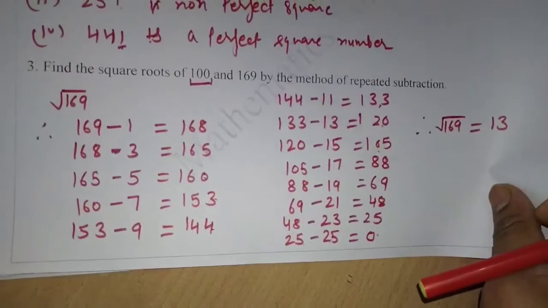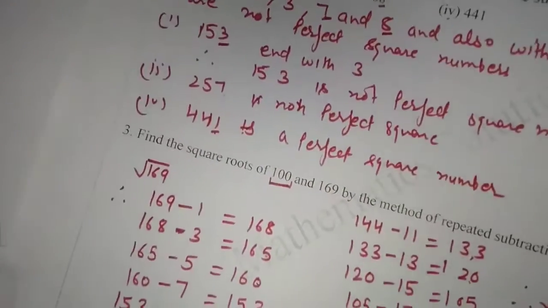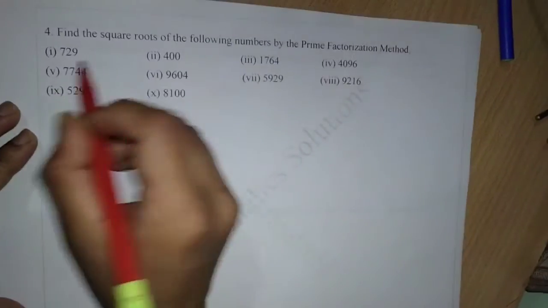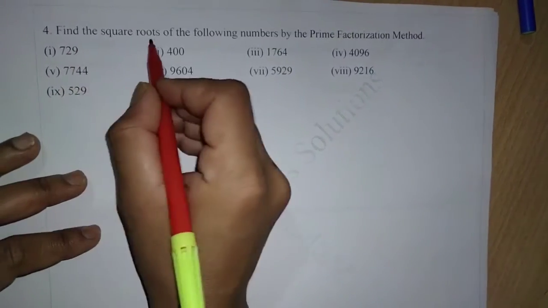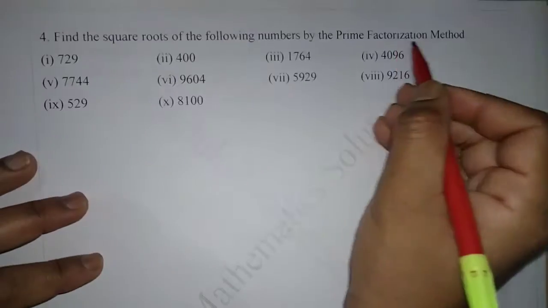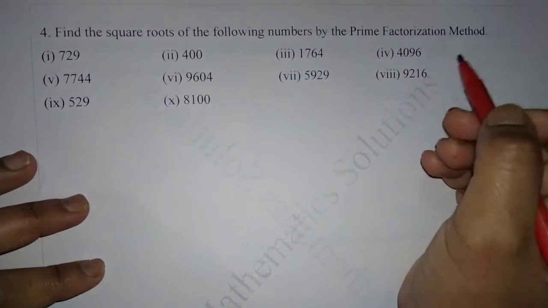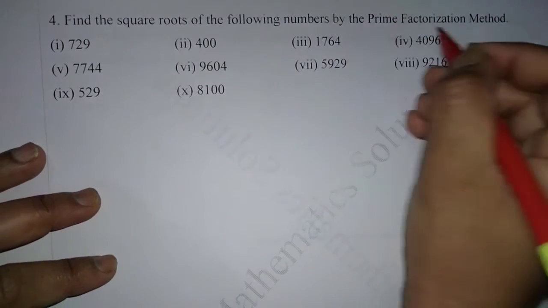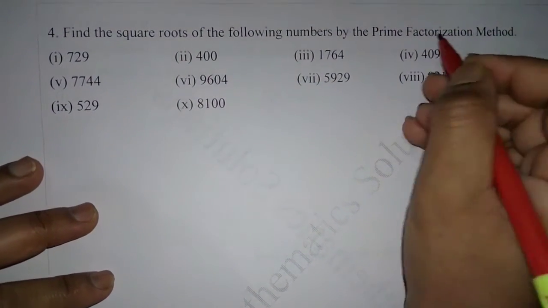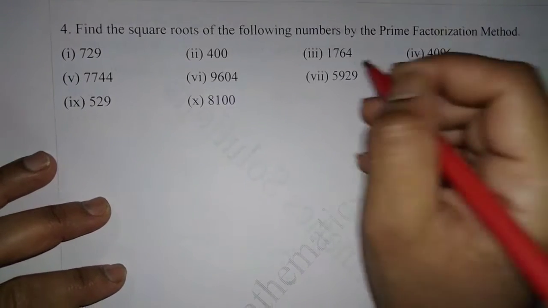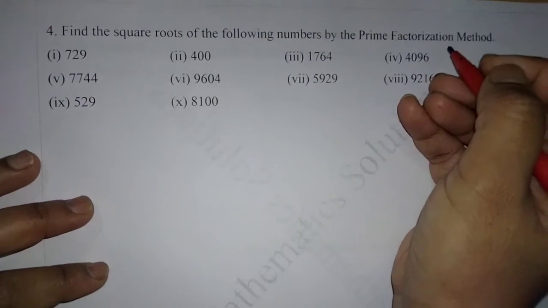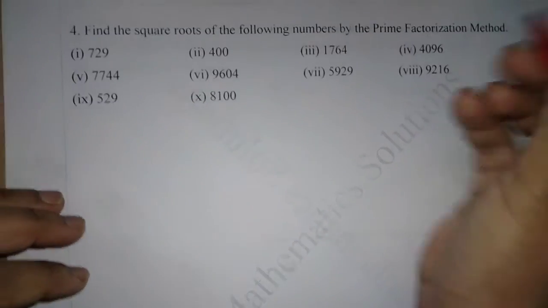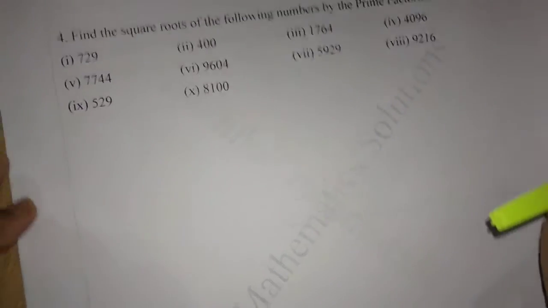Now let's move to question number 4. Here, question number 4 is: find the square root of the following numbers by the prime factorization method. I also did this question by prime factorization in my previous videos. Those who have not watched those videos, I will put the link in the description so they can watch again.